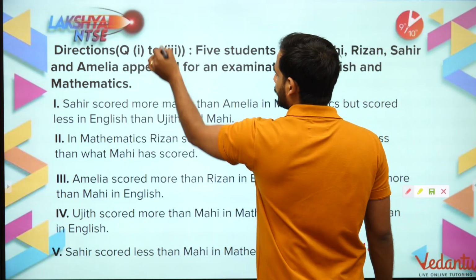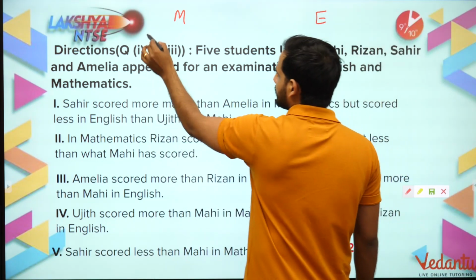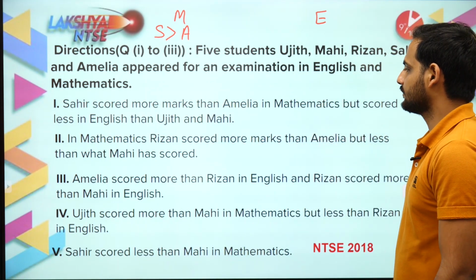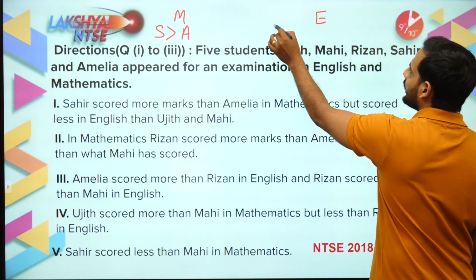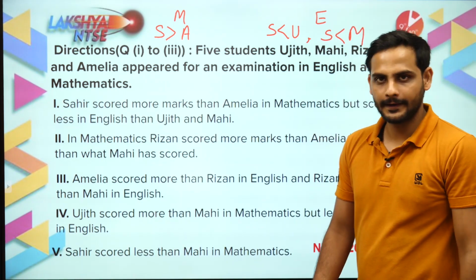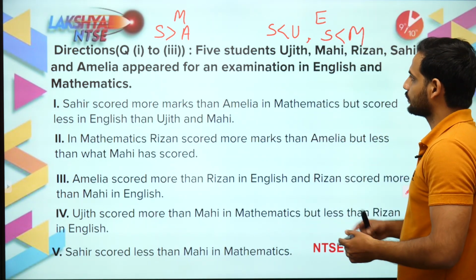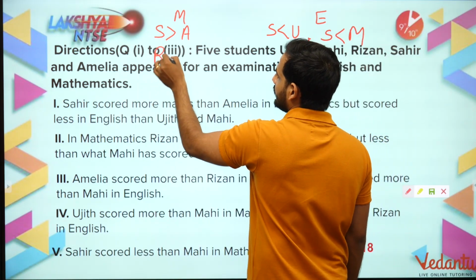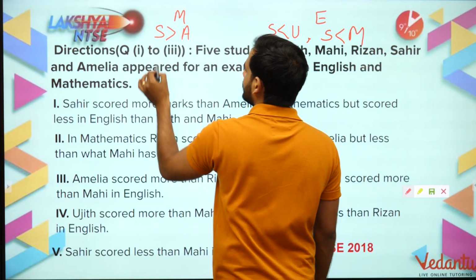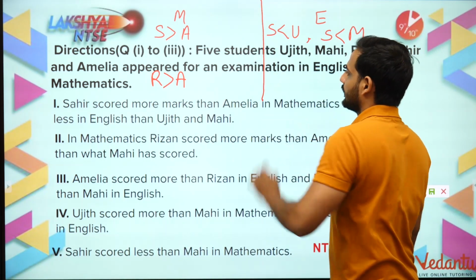So we have 2 things, mathematics and English. Sahir scored more than Amelia in mathematics, but scored less in English than Ujit and Mahi. So Sahir is less than Ujit and Sahir is less than Mahi. Correct? Let's go for the next part. In mathematics, Rizan scored more than Amelia. Correct? So in mathematics, Rizan has scored more than Amelia.